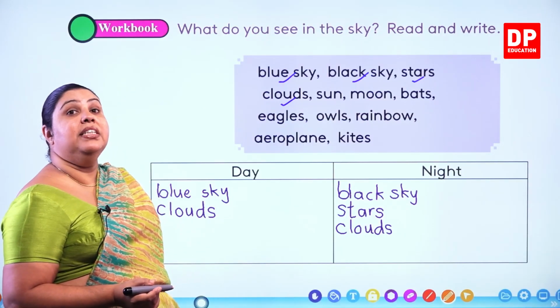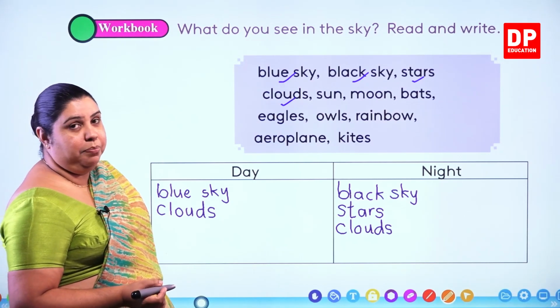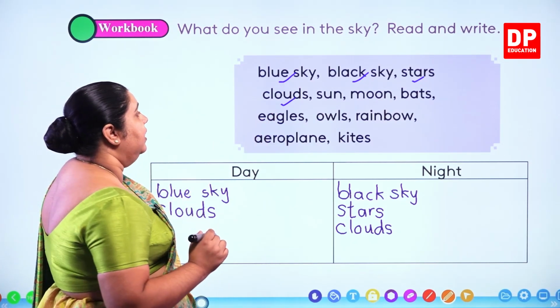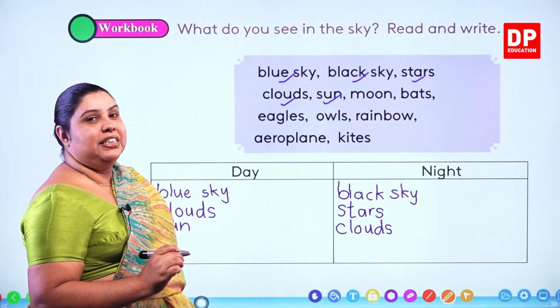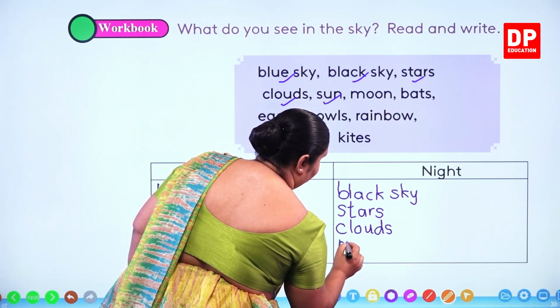Next, we have the sun. ඉර කොයි වෙලාවටද පේන්නේ පුතේ? රැට අපිට ඉර පේන්නේ නැහැනේ. We don't see the sun in the night. We see sun only during the day. So we write sun here for the day. Then we have the word moon. In which sky do you see the moon? In the night. We write moon.